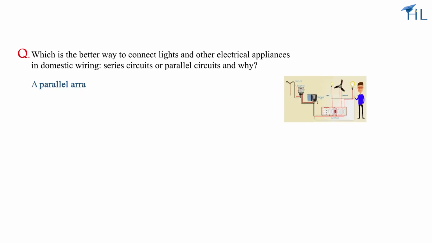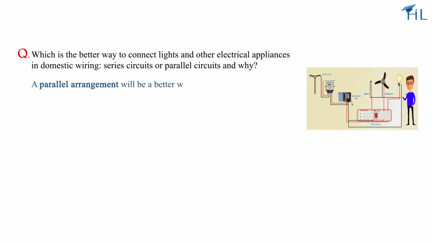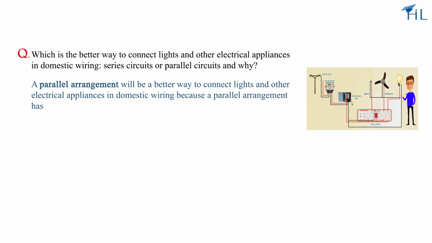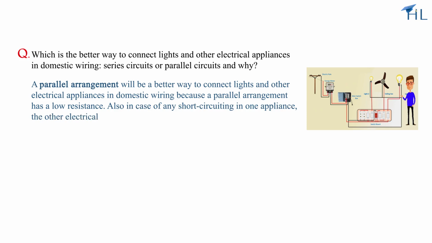A parallel arrangement will be a better way to connect lights and other electrical appliances in domestic wiring because a parallel arrangement has a low resistance. Also, in case of any short circuiting in one appliance, the other electrical appliances will remain unaffected.